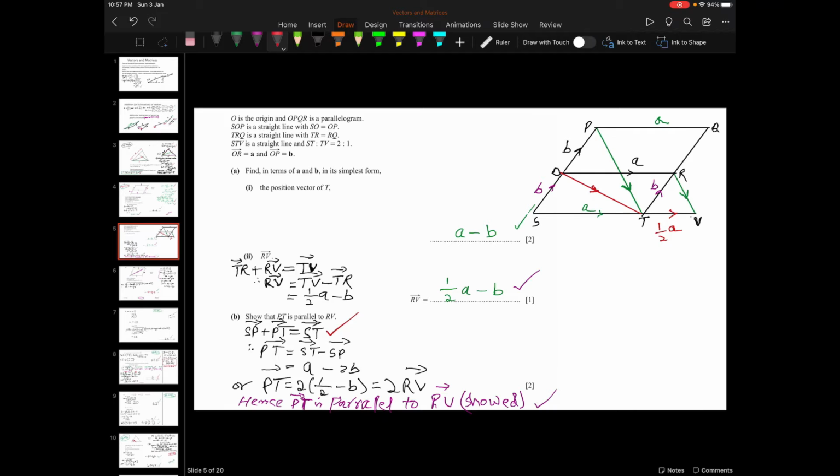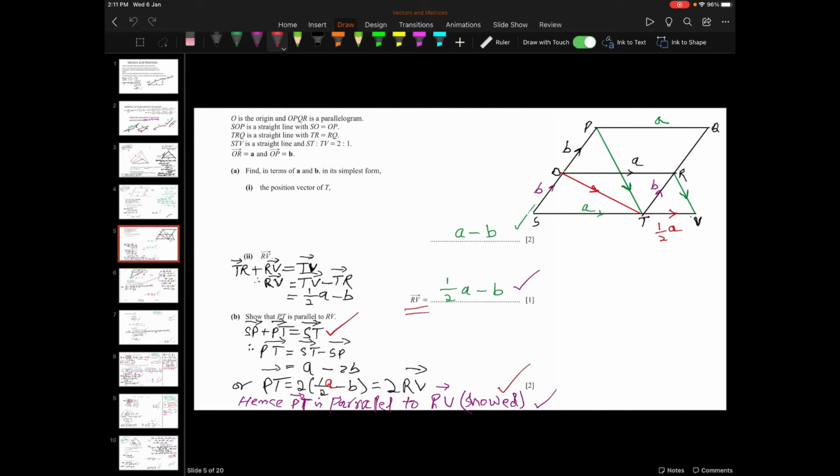But half A minus B is the vector RV. So PT is equal to 2RV. It means PT is parallel to RV. That is shown by the result.